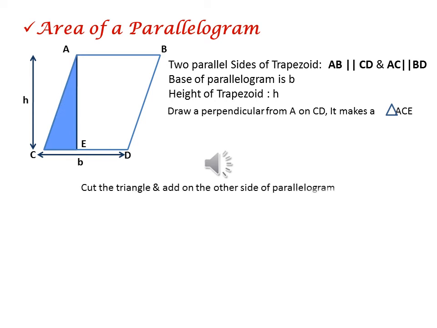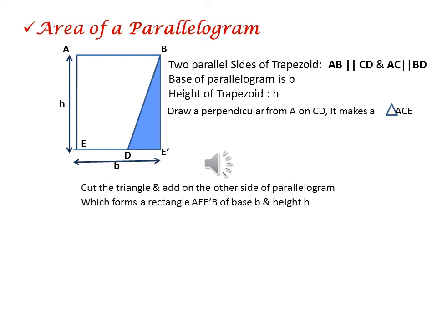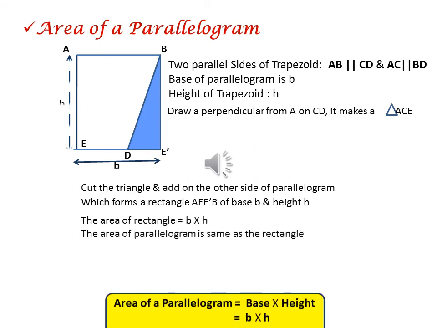Now we will cut this triangle and add this on the other side of the parallelogram, which will form a rectangle of base B and height H. As we know, the area of rectangle is B into H, so the area of parallelogram is same as that of the rectangle, that is equal to B into H.